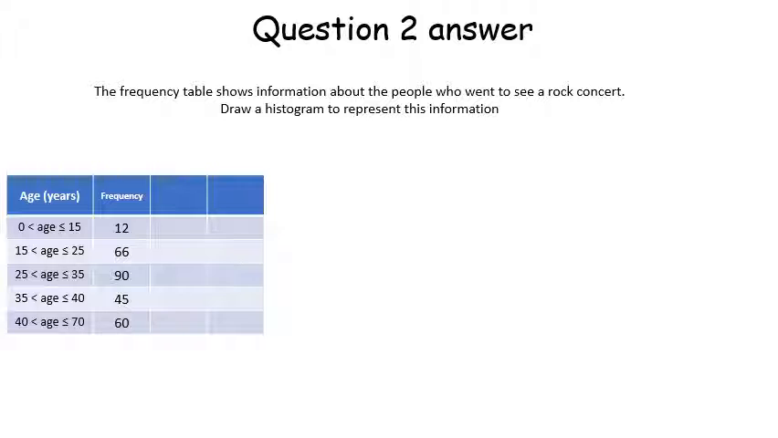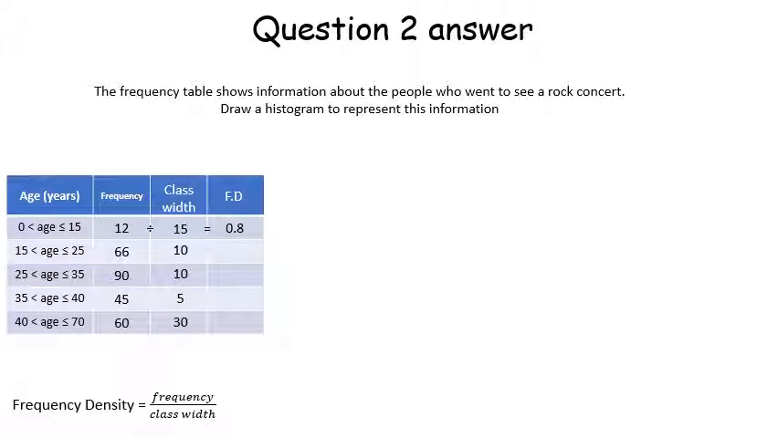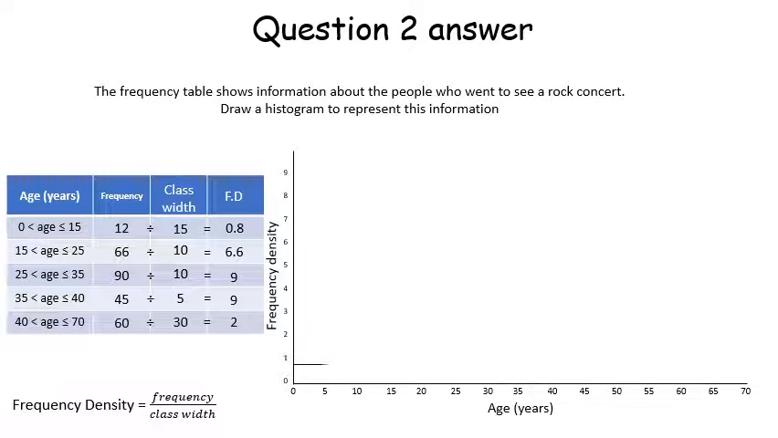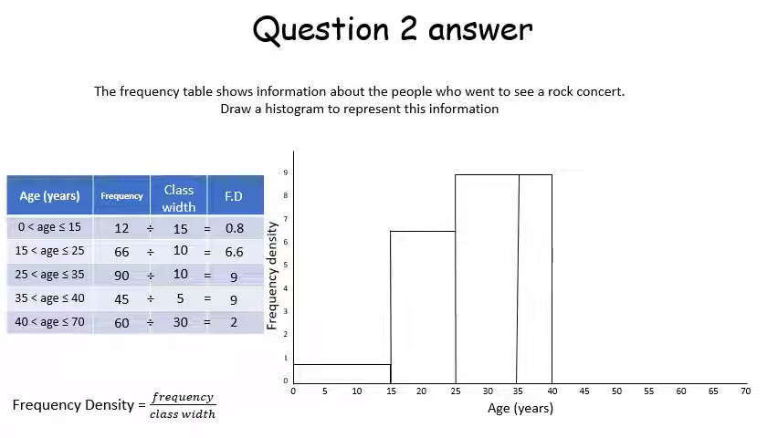Question 2. We need to draw extra columns, first for each class width, which are 15, 10, 10, 5 and 30. We can use the formula to find the frequency density for each. Dividing the frequency by the class width, we get 0.8, 6.6, 9, 9 and 2. We can draw the histogram with the vertical axis between 0 and 9 and the horizontal axis between 0 and 70. Remember, there are no gaps between the bars of a histogram.